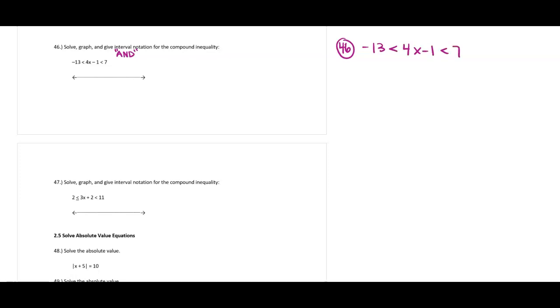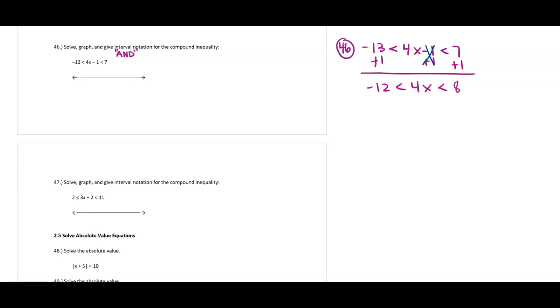So I'm trying to get x by itself in the middle, so I'm going to add 1 here. And if I add 1 here to get rid of it, then I have to add 1 to the left side, to that negative 13, and also add 1 here. When this showed up on quizzes and tests, I saw a lot of people missing it because they were forgetting that you needed to add it to all 3 parts. We do it there in the middle, so we can see that's gone, but then we still have to add it to those other parts. All right, so that gives me negative 12 is less than 4x, which is less than 8.